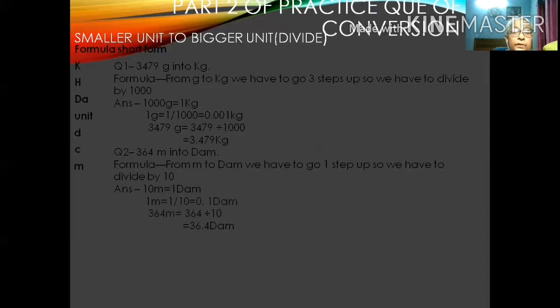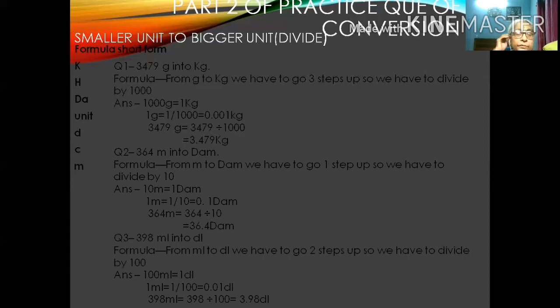Now the second example is about meter, that is 364 meter into decameter. Meter is the standard unit and deca is how many steps we are going up. From meter to decameter we have to go 1 step only. So we have to divide by 10. 10 meter is equal to 1 decameter. So 1 meter is equal to 1 upon 10. And 364 meter is equal to 364 divided by 10, equal to 36.4 decameter.